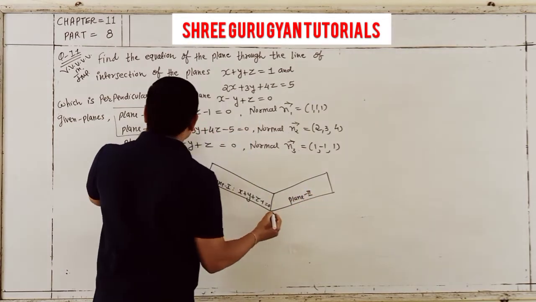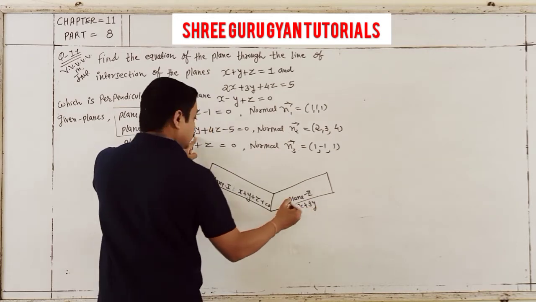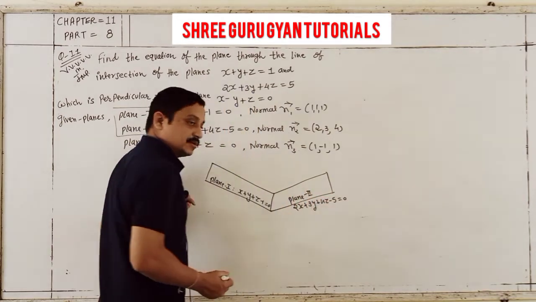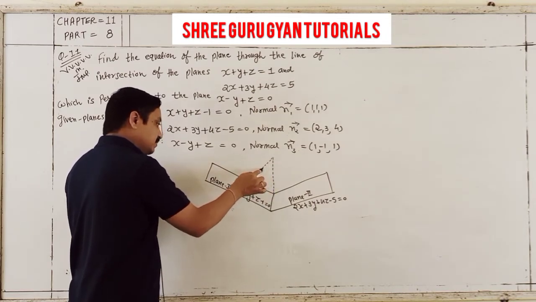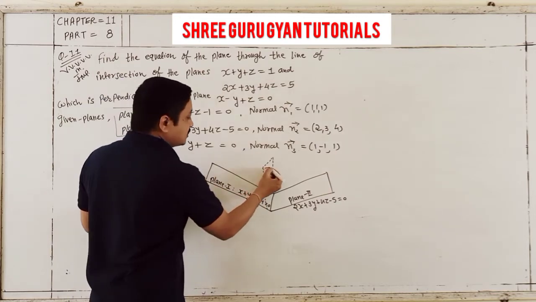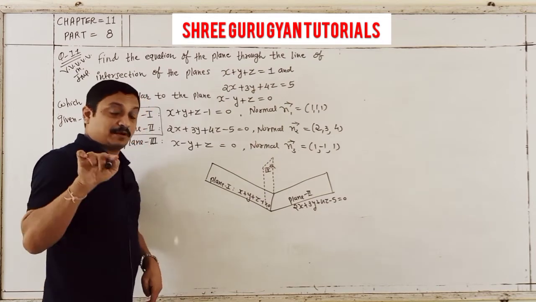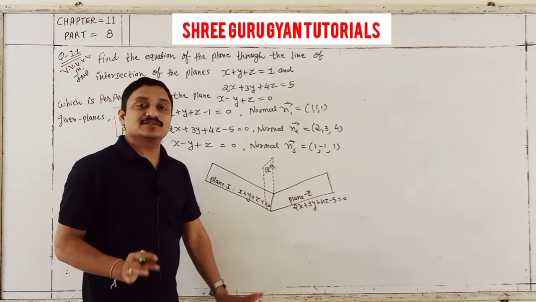The equation is 2x plus 3y plus 4z minus 5 is equal to 0. And the common region means that's plane number 4. I will derive plane number 4, which is perpendicular to plane 3. After that I draw plane 3.